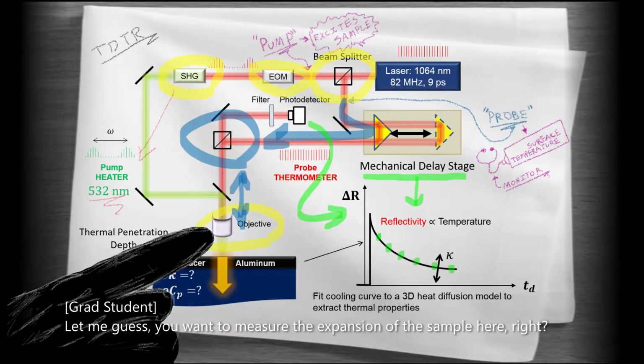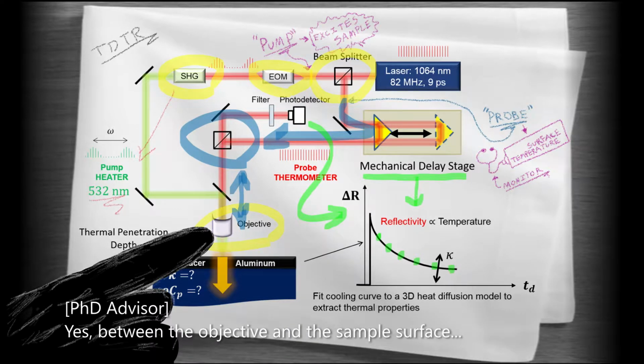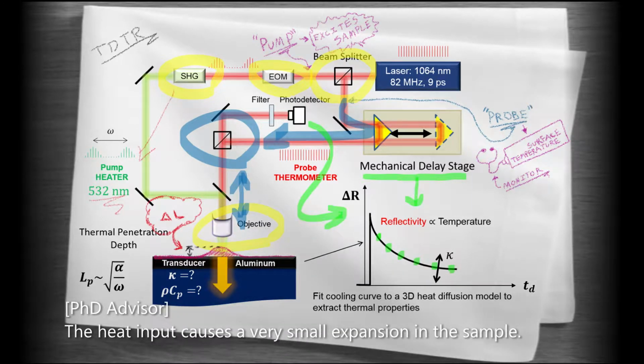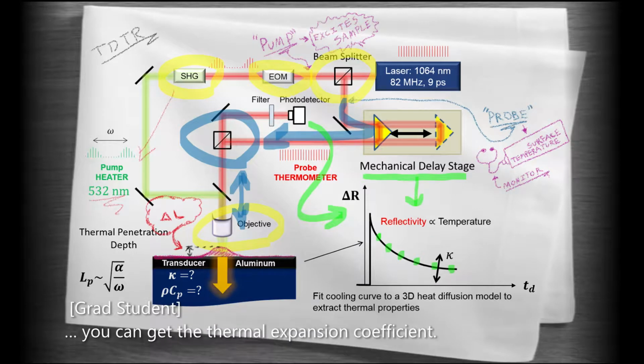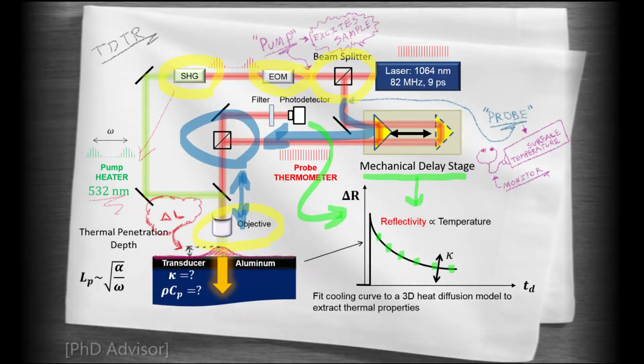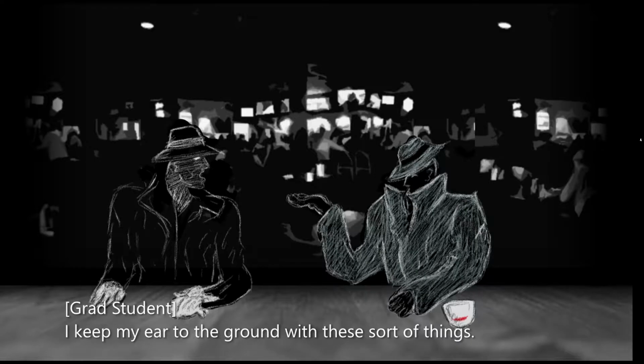Let me guess, you want to measure the expansion of the sample here, right? Yes, between the objective and the sample surface. The heat input causes a very small expansion in the sample. And if I can measure the expansion, you can get the thermal expansion coefficient. Wait, how did you know? I keep my ear to the ground with these sort of things.